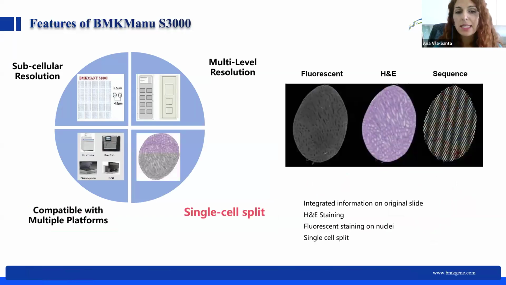And finally, and I think this is likely the most relevant feature for spatial transcriptomics methods, is the fact that we can split the transcriptomic data at the level of cells and not only spots. This means that we can use fluorescent staining plus H&E staining plus the sequencing data that we obtain. We integrate all that together and we can assign the spots to particular cells. So instead of analyzing spots, we analyze cell boundaries. And let's look a bit in more detail at how this is done.